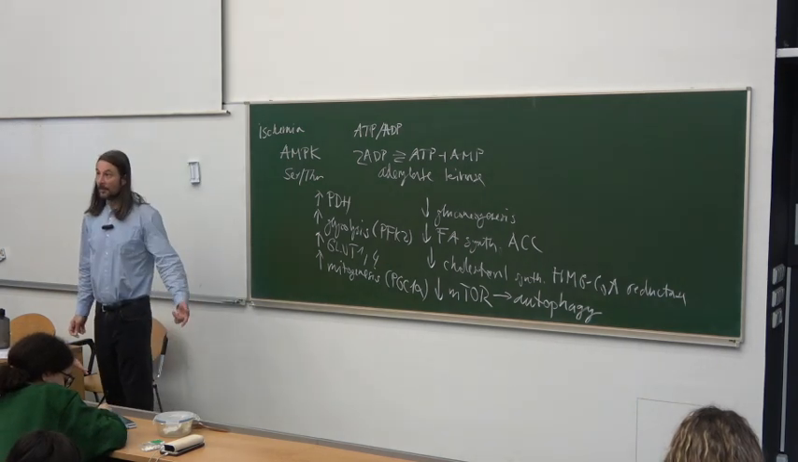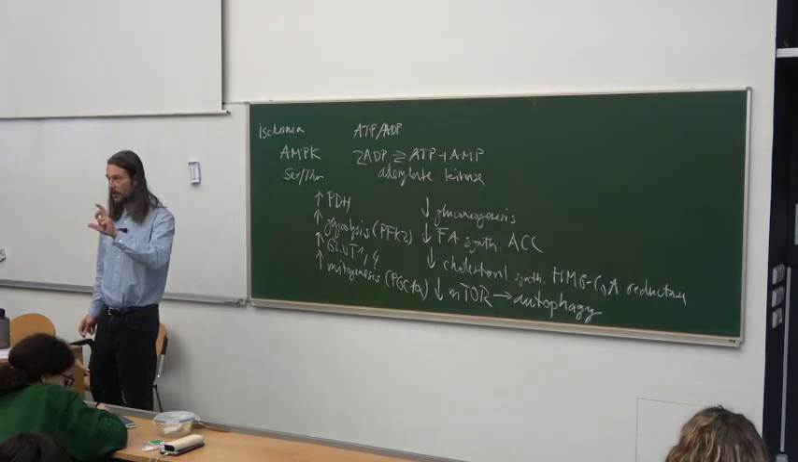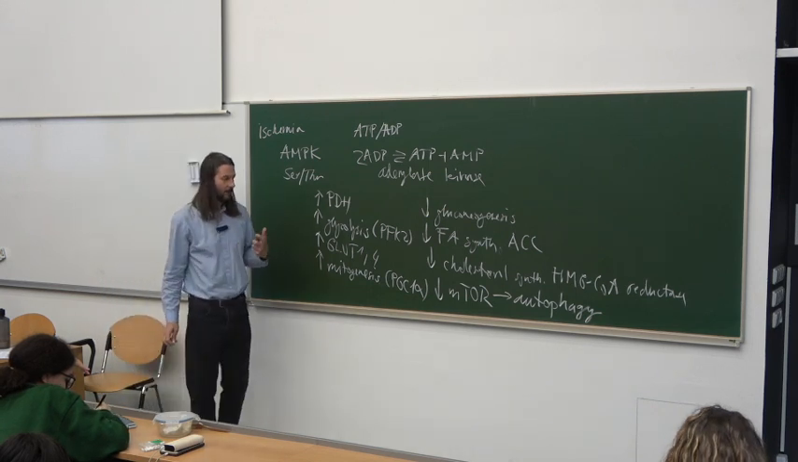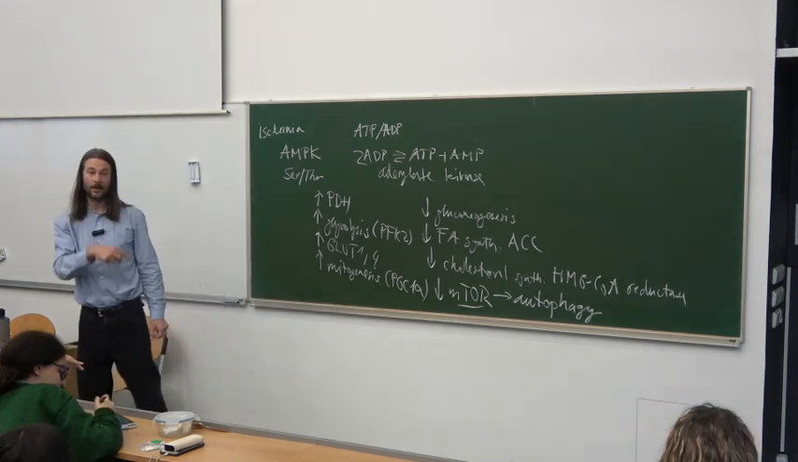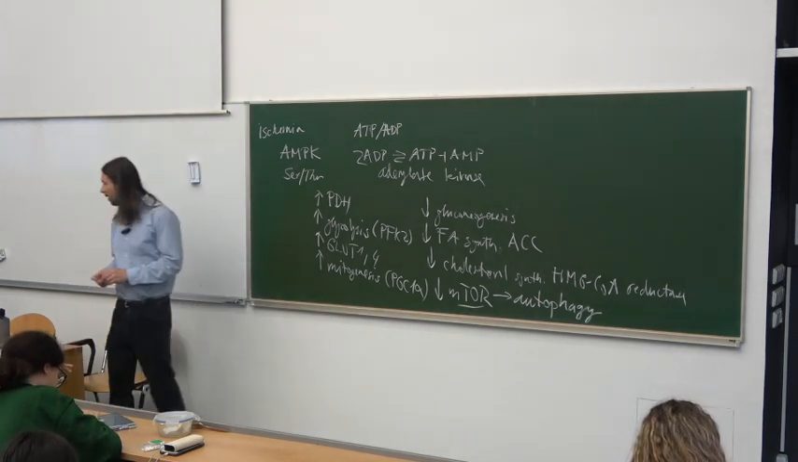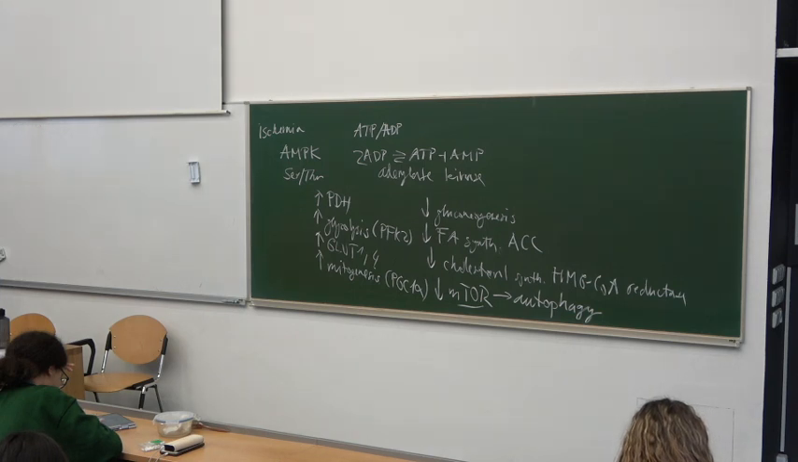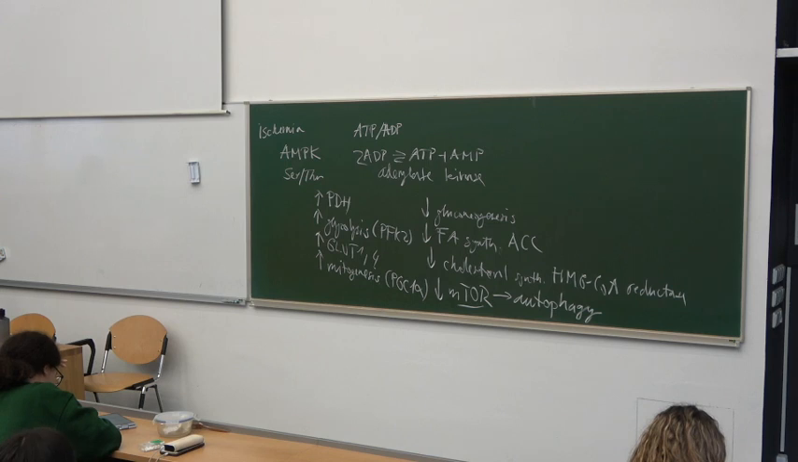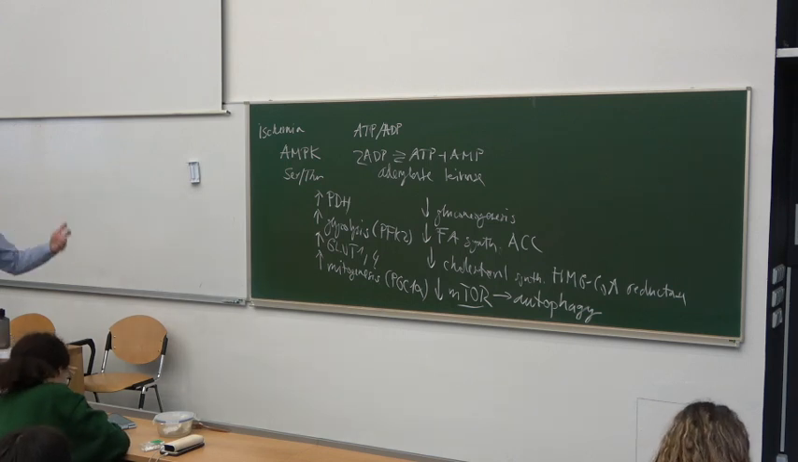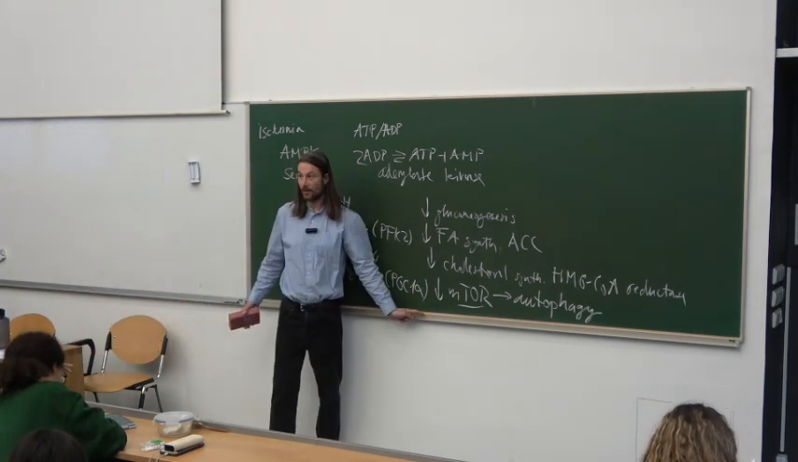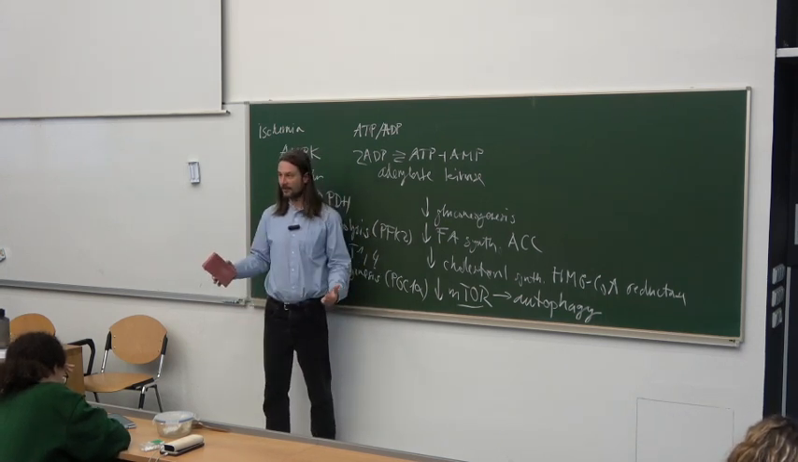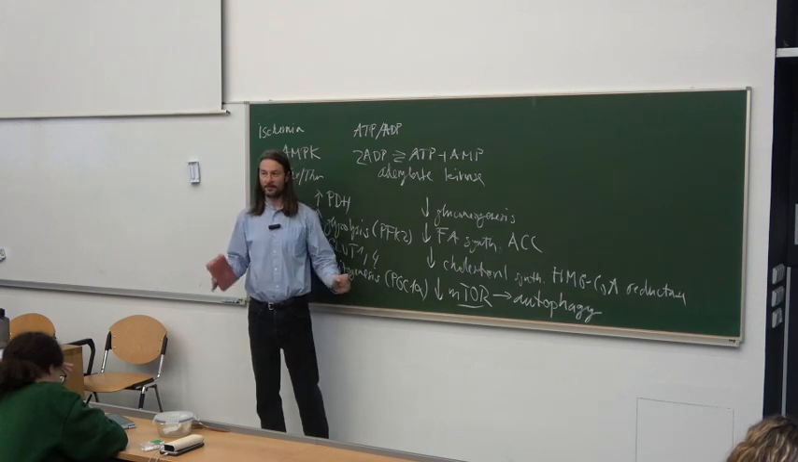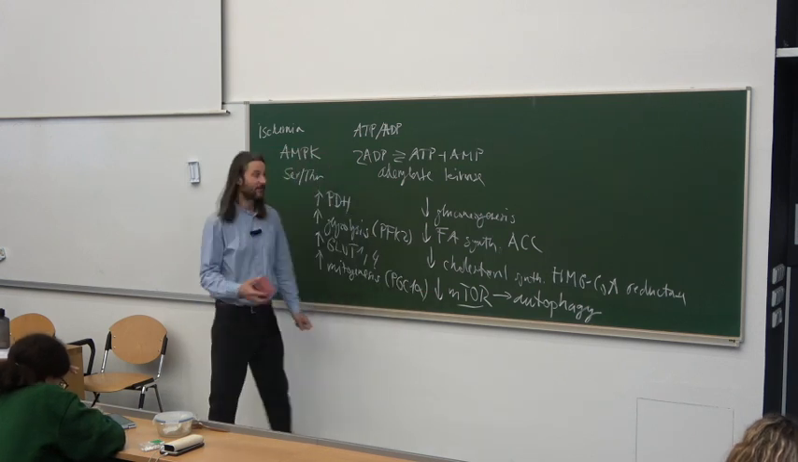All right. So the next sensor switch regulator of metabolism is actually mTOR. So now we're going to be talking about mTOR. While AMP kinase, when it's activated, tells the cell that there is a lack of something, so it's activated when there's not enough ATP, mTOR, on the other hand, is a signal of abundance. We have plenty of everything. We can do whatever we want. That is the signal that mTOR gives.